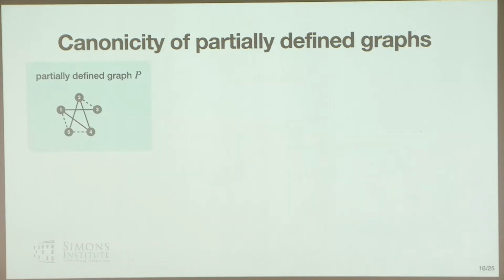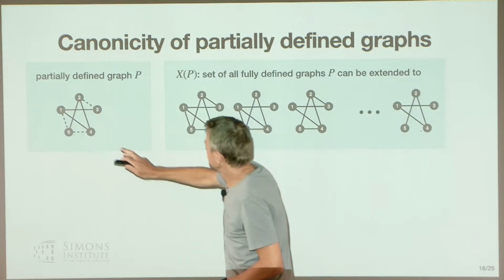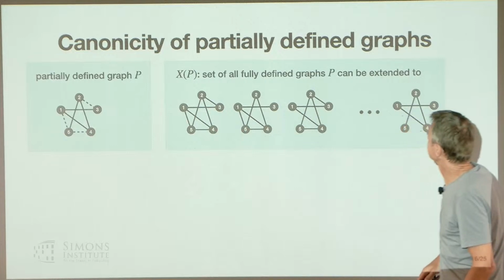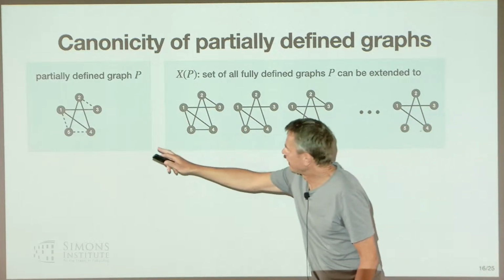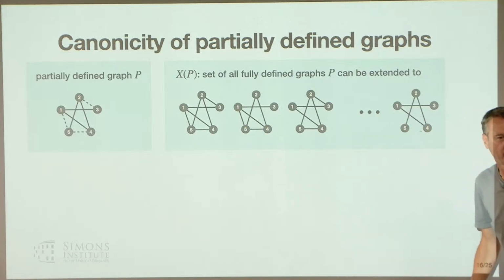And now I will spend maybe 2 minutes on how we do this, because for the SMS system, that's the key thing why it works so well. And we have quite a number of applications where we could improve known bounds with it. And I think it's interesting on its own. We have this partially defined graph, and XP is the set of all fully defined graphs that this partially defined graph can be extended to. So there are 3 unknown edges, therefore we have 8 fully defined graphs.